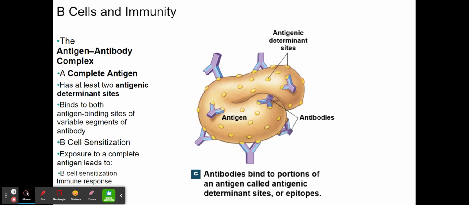The specificity of the binding depends on the three-dimensional fit between the variable segments of the antibody molecule and the corresponding antigenic determinant sites. A complete antigen has at least two antigenic determinant sites, one for each of the antigen binding sites on an antibody molecule. Exposure to a complete antigen can lead to B cell sensitization and subsequent immune response. Most environmental antigens have multiple antigenic determinant sites, and entire microorganisms may have thousands.